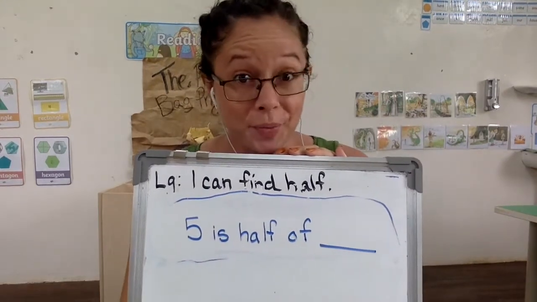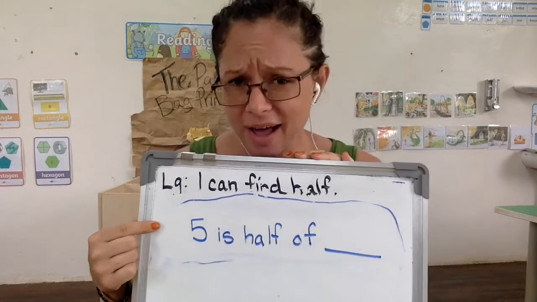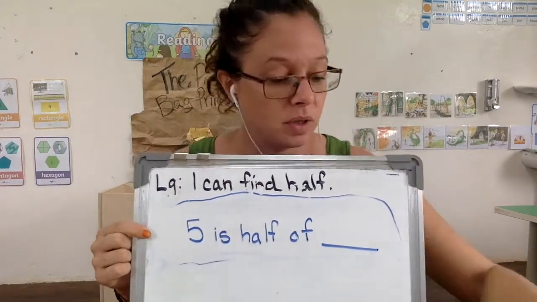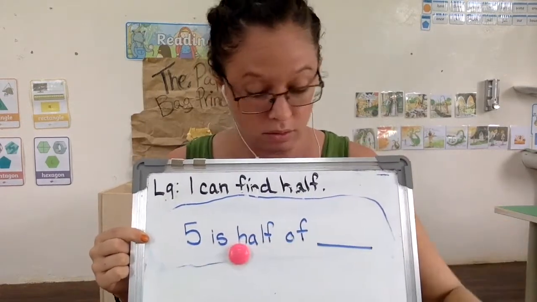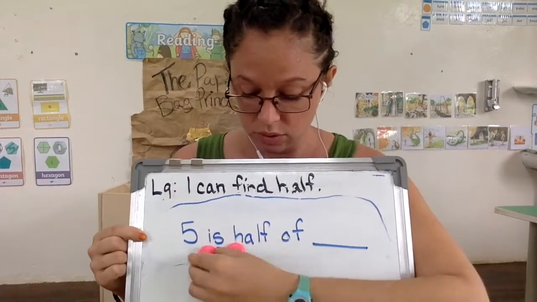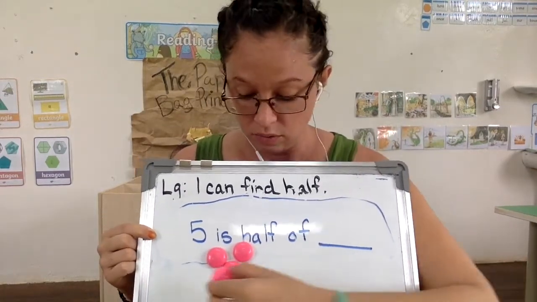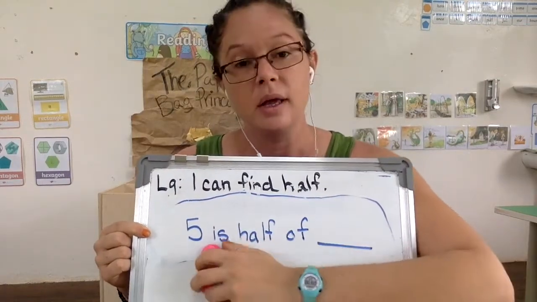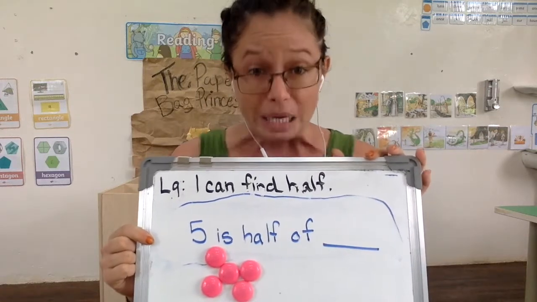I have one more tricky example for you. This time, 5 is half of... To figure this out, I'll start with 5. 1, 2, 3, 4, 5. Now, we know with halves that both sides are equal.